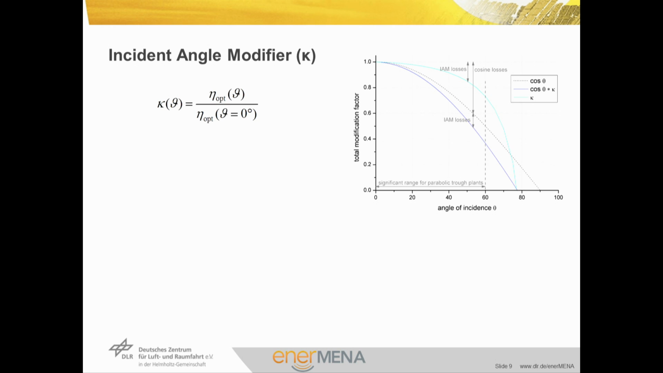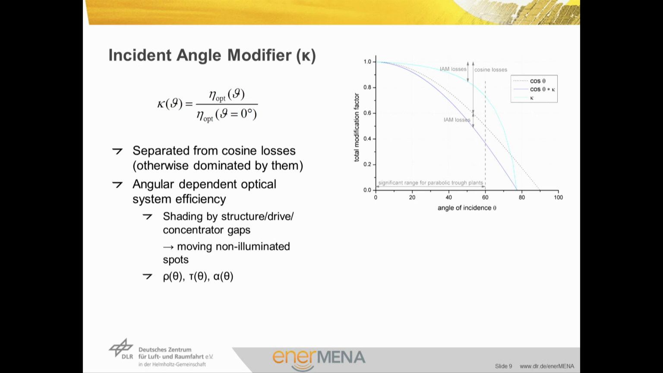The effect of the cosine loss, indicated by the dotted gray line, is typically more important than that of the IAM, marked by the light blue line. Both effects combine to the dark blue characteristic. Because of the predominance of the cosine effect, the incident angle modifier should be separated from cosine loss.